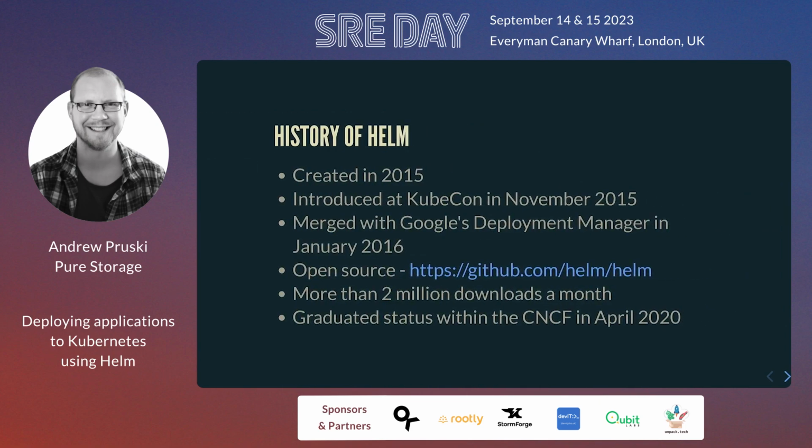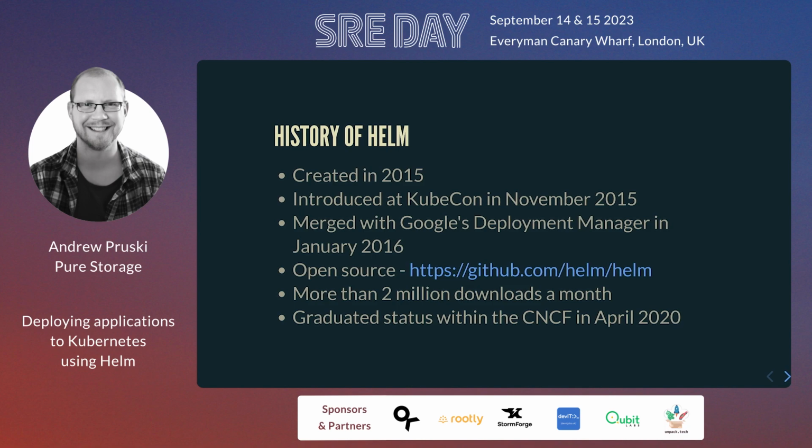A little bit of history about it. It was created in 2015 at a company called Deis. Version 1 did not get much uptake. It was then merged with Google's Deployment Manager, and in 2016, version 2 came out. Version 2 had two components, a client-side component and a server-side component. Client-side component, Helm. Server-side component, Tiller.